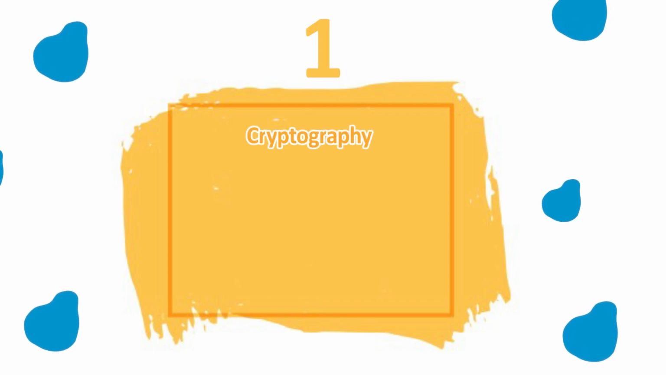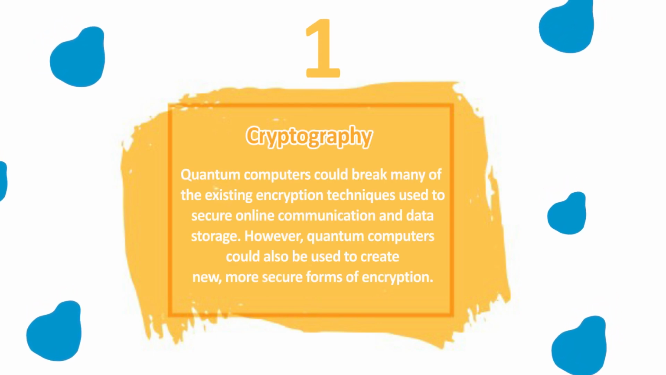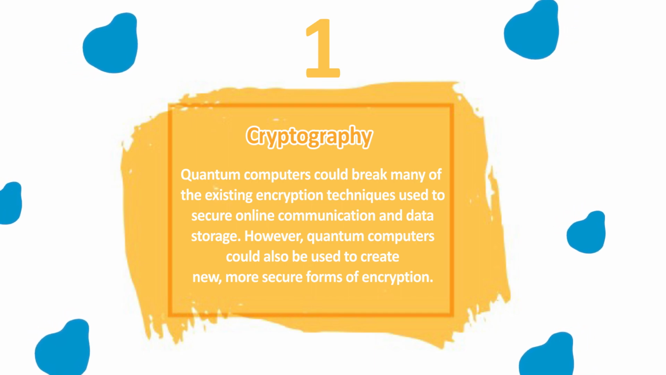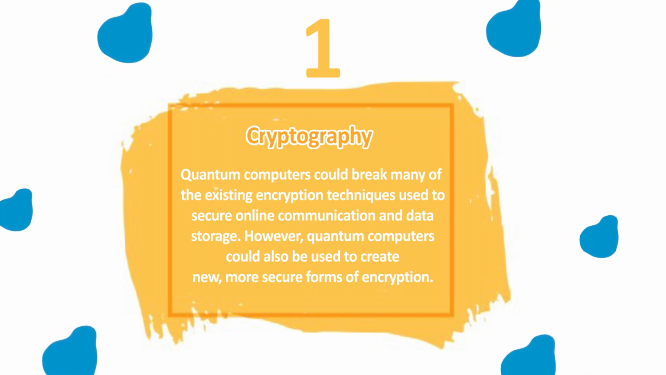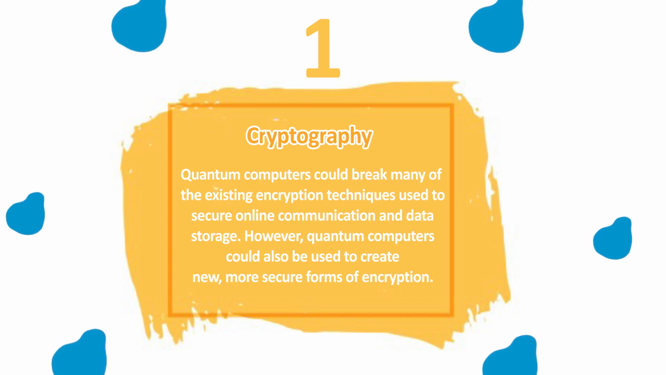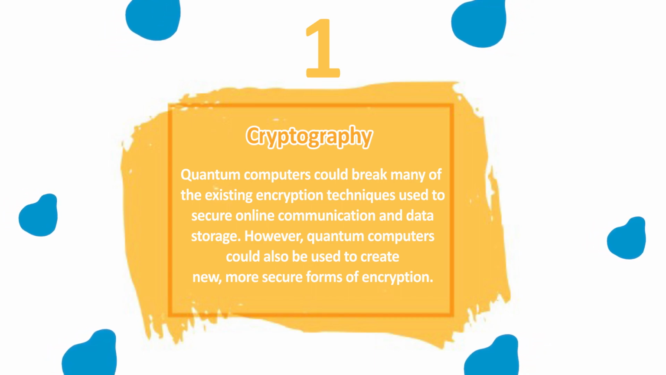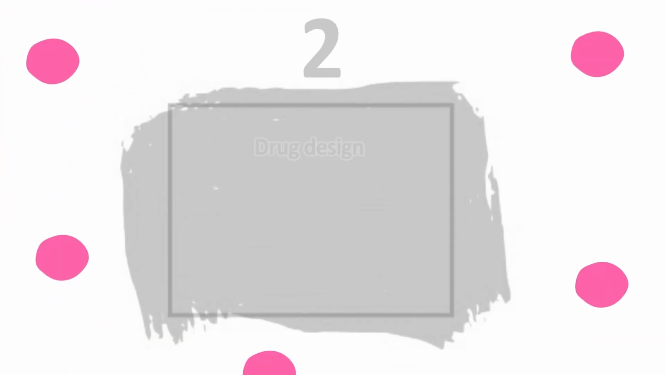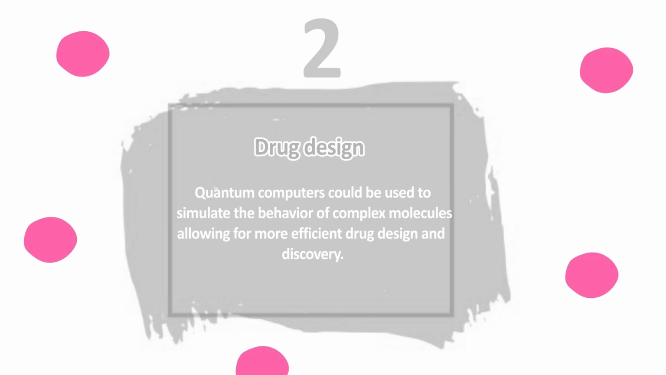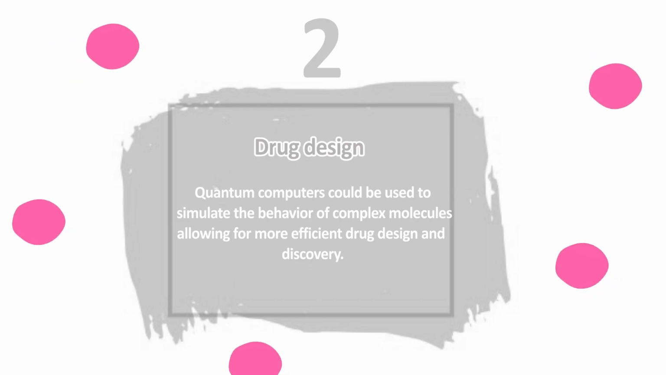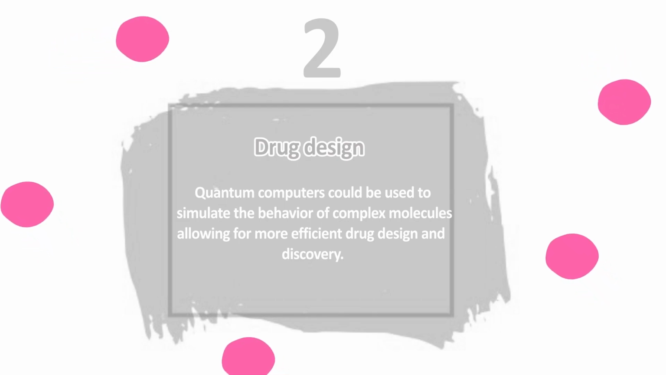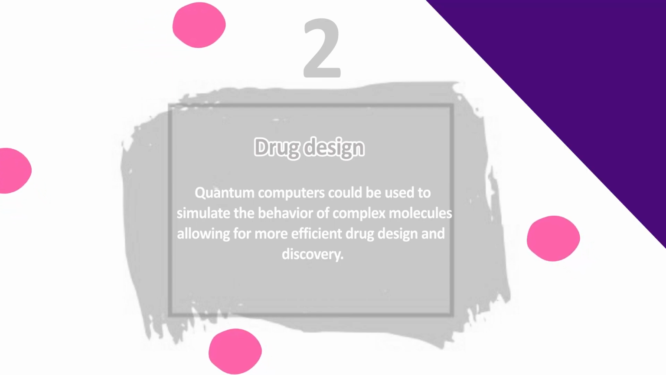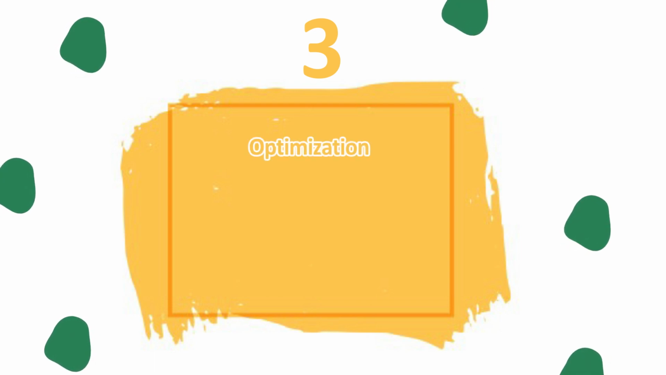1. Cryptography. Quantum computers could break many of the existing encryption techniques used to secure online communication and data storage. However, quantum computers could also be used to create new, more secure forms of encryption. 2. Drug design. Quantum computers could be used to simulate the behavior of complex molecules, allowing for more efficient drug design and discovery.